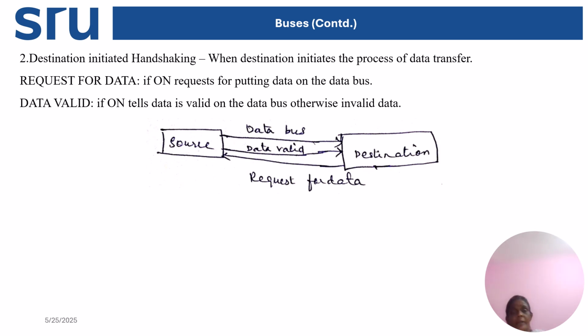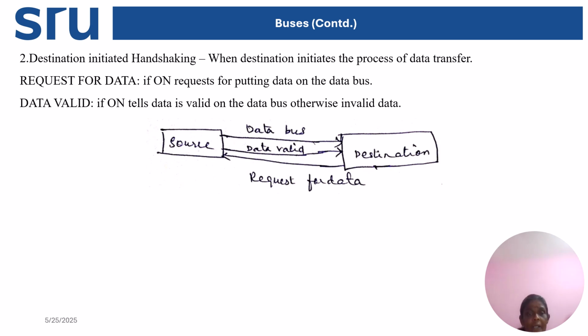So the second one, destination initiated handshaking. When the destination initiates the process of data transfer, what are the required signals? Request for data. Once the source is giving data compulsorily, it has to initiate. But if the destination wants the signal from the source, then the destination has to initiate. So for that the signal names are different. In this case, request for data.